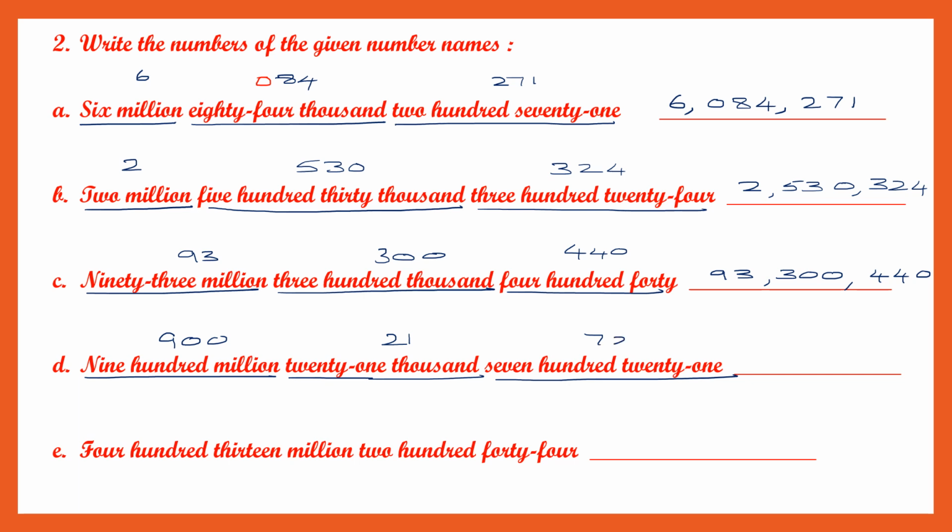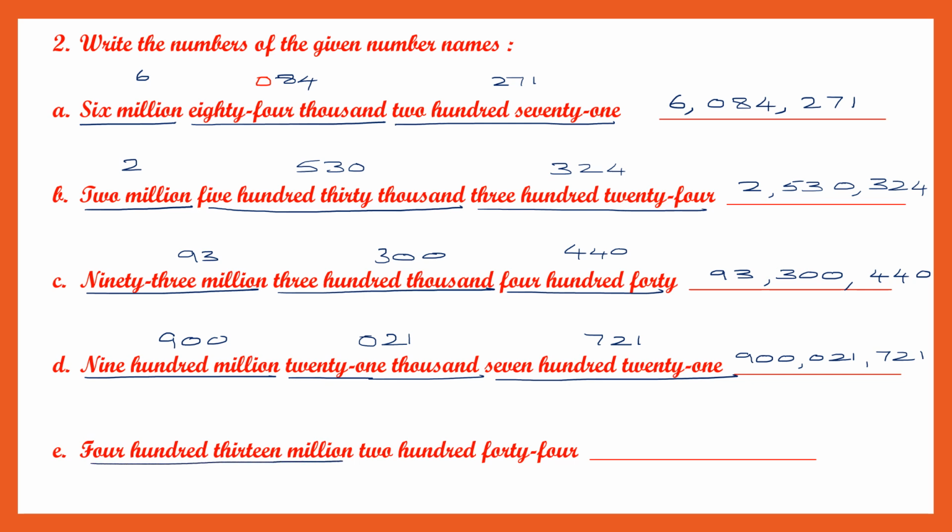721. So here again, remember this is the international system. There should be three digits in every period. So here we have three digits. Here in the thousands period, we have only two digits. So to keep the number as 21 itself, we have to put a 0 before 21. So now we have three digits in each period. Let's write down the number. So that is 900,021,721.